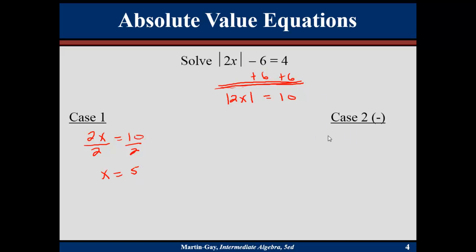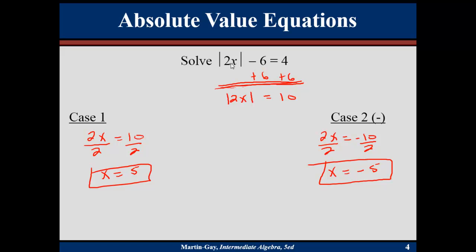Case 2, we would have 2x equals negative 10. Again, divide both sides by 2, and we get x equals negative 5. So our answers will be 5 and negative 5. And again, you can plug those in, and it would still work.